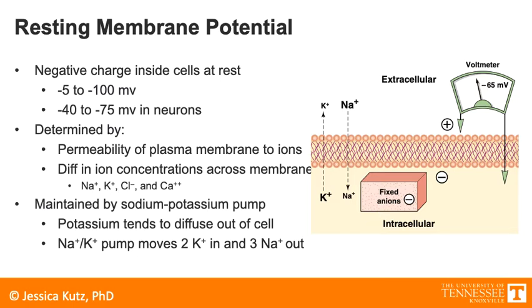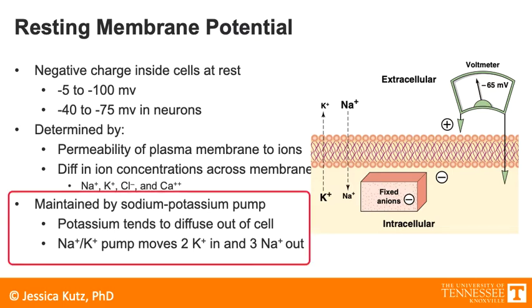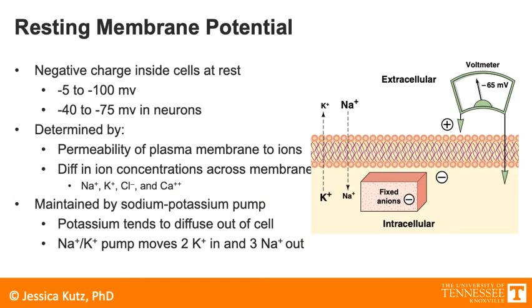Now we know the membrane can become permeable to both sodium and potassium, which are the two ions we're going to primarily focus on because they have the greatest influence. But we have to have something working in the background to maintain our resting membrane potential. And that thing working in the background is called a sodium-potassium pump. It functions to move 2 potassium ions into the cell and move 3 sodium ions out of the cell. And that's going to make a little bit more sense as we delve into how an action potential works.